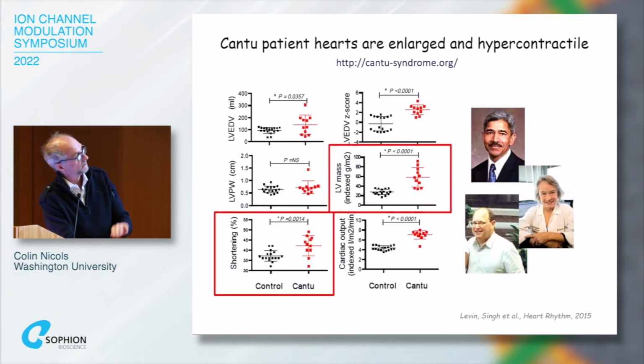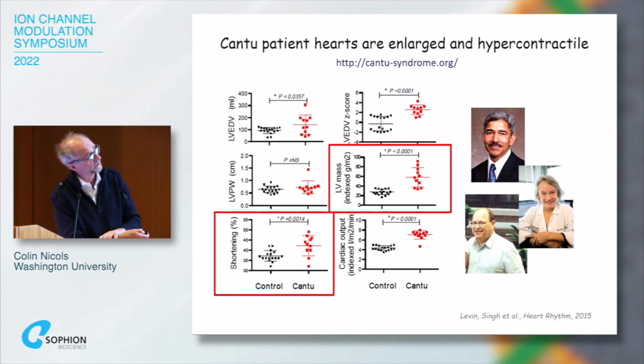And that's why, in consequence, the hearts, if you just focus on this snapshot of data, show what the cardiac phenotype is in a lot of Cantu patients. And the point I want to draw your attention to is, this is really all you need to look at. The left ventricular mass is around 25 grams per square meter in normal people. It's 50 in Cantu patients. Their hearts are double normal size.